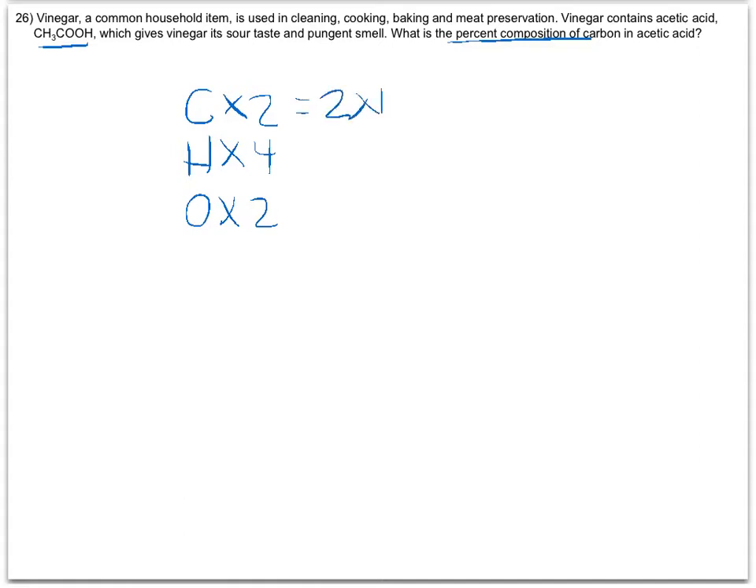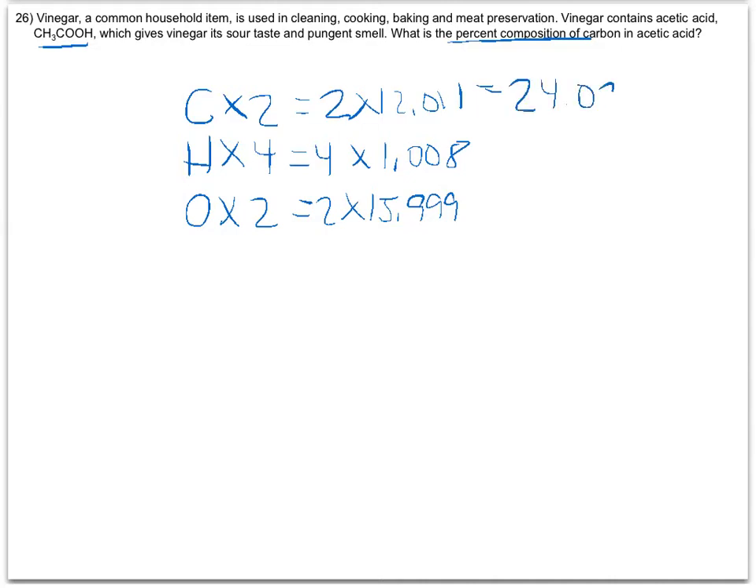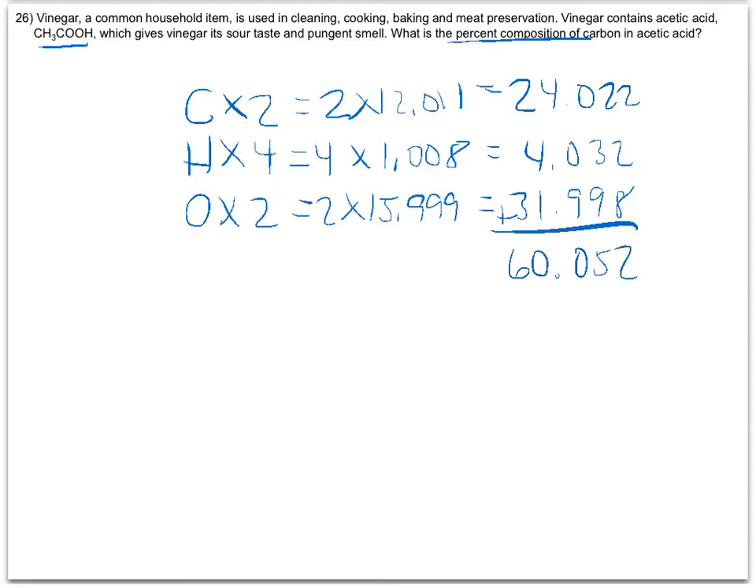So that means we have 2 times 12.011, and we have 4 times 1.008, and we have 2 times 15.999. So we get 24.022, and we get 4.032, and we get 31.998. And we add those up, and we get 60.052.